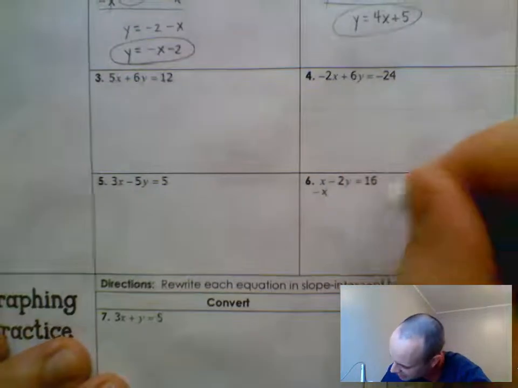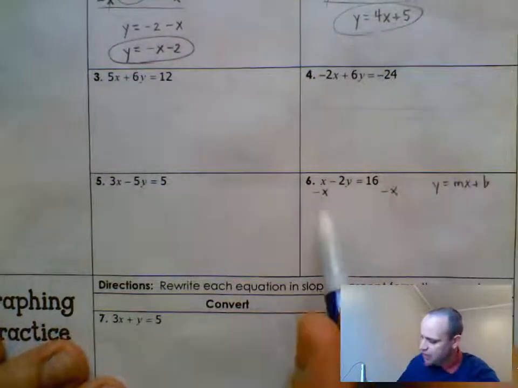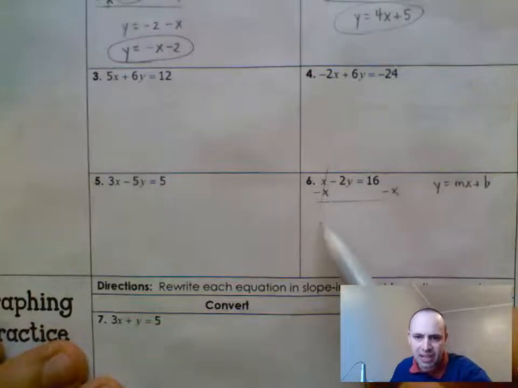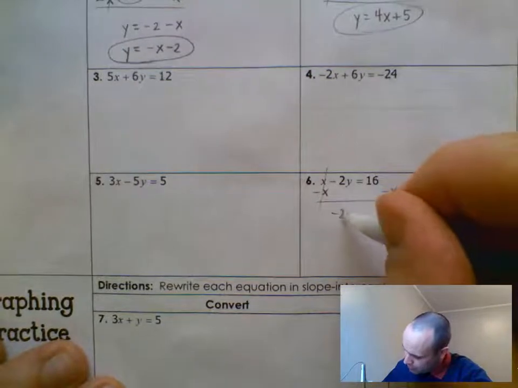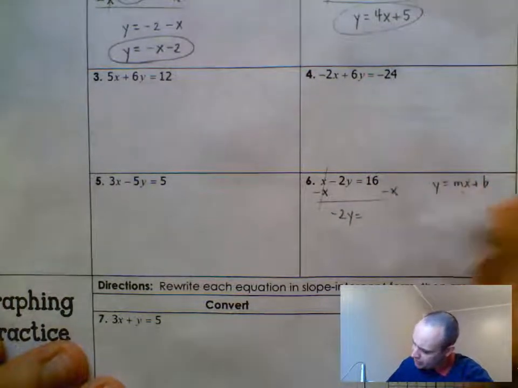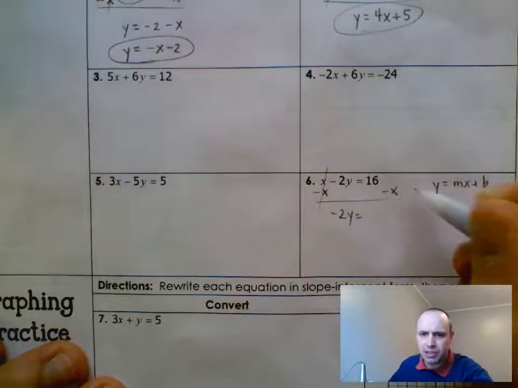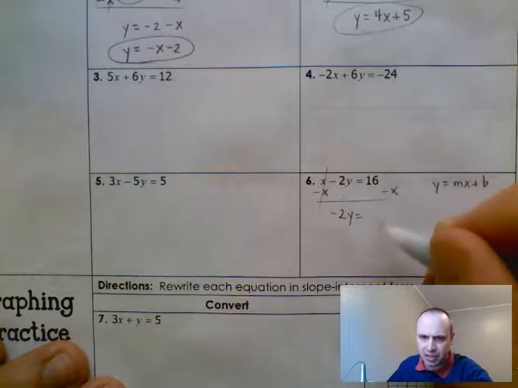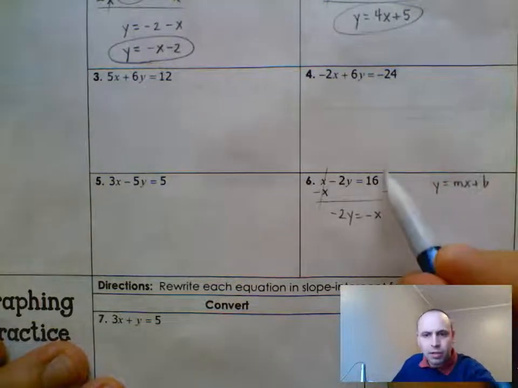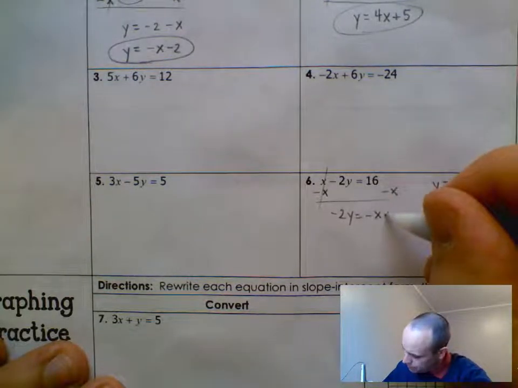I'm going to minus an x from here, minus an x from here. This side will cross off because x minus x is nothing. We'll drop down to negative 2y equals, and then this will be, let's just set it up here. So let's put our negative x here in the front. So this will be negative x plus 16.